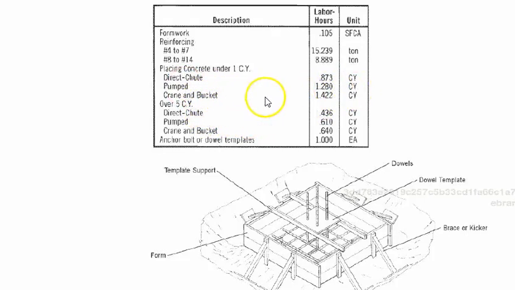If you use a crane and a bucket, you see probably even more expensive for a lot of reasons than a pump, 1.422 hours per cubic yard. But again, this gives you an idea. If you have to use different ways to place concrete on a project, then you have to account for the fact that they're all different costs, different amounts of time, and that's what the time is. The time is money.